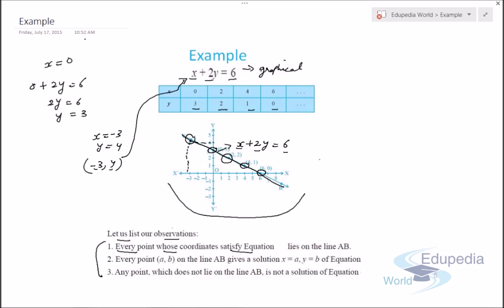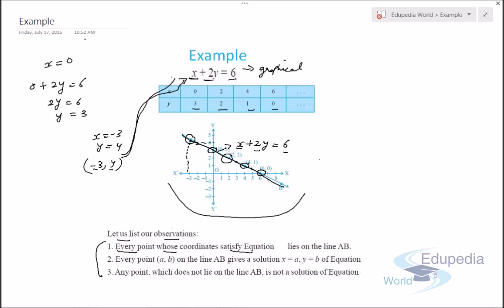So every point, it can be this point, this point, or this point. Any point which lies on line AB is a solution of the equation x plus 2y equals 6. Now the second point is every point (a, b) on line AB gives a solution x equals a and y equals b. As we have discussed, if the point (-3, 4) lies on this line, this means this is a solution of this equation.